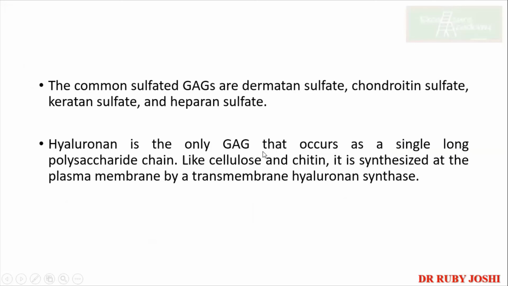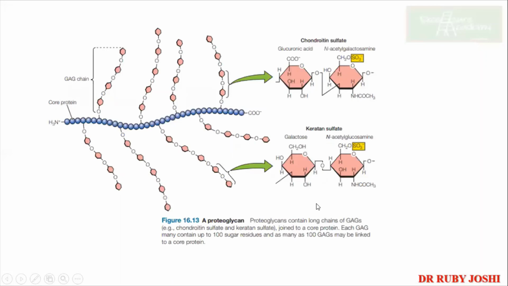Hyaluronan is the only GAG that occurs as a single long polysaccharide chain. The rest are all disaccharides. Okay. So like cellulose and chitin, it is also synthesized at the plasma membrane by a transmembrane hyaluronan synthase, just like your cellulose. So this is a proteoglycan. As you can see, you have got the core protein here, and to that your GAG chains, that is glycosaminoglycans, start binding. Okay, they start forming the linking. So this can be either chondroitin sulfate or keratan sulfate. So that's how all these matrix polysaccharides are present in the extracellular matrix.